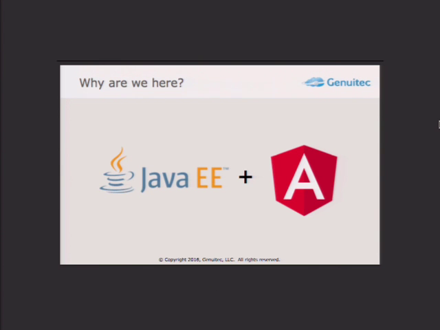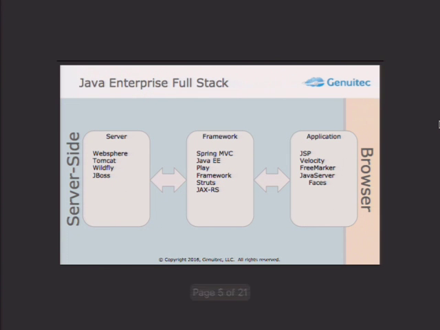OK, so why are we here? The reason is that we would like to show you that it's possible to add Angular 2 to your full stack of application. This diagram shows how it looks right now. We have basically two main layers, server-side and the browser. In the middle of it, we have frameworks like Spring or Struts. But the problem is that the browser layer is very thin.